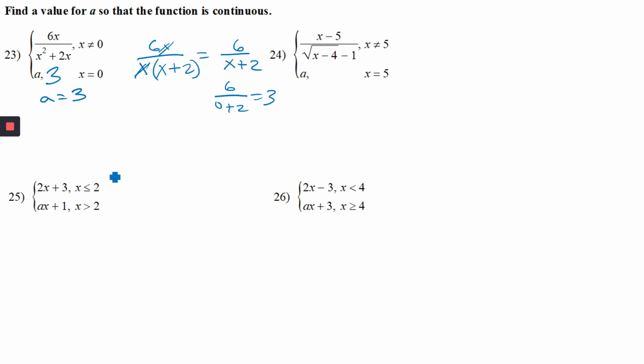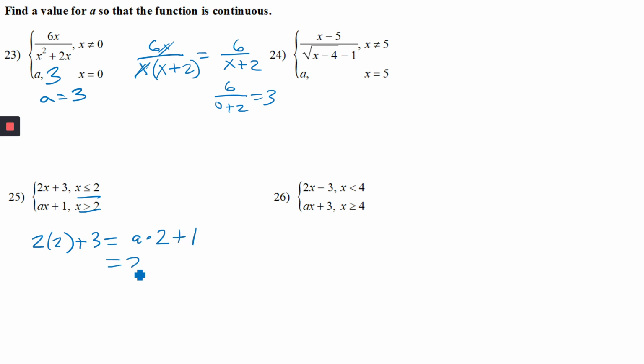Okay, 25. Here I have a piecewise function. I have a left side, I have a right side. I need to make sure that these are coming together at the same place. Notice that the x value is 2. So to do these, what I want to do is I want to plug 2 into both functions and set them equal to each other because I want the y value to be the same. So I put 2 into the top. I got 2 times 2 plus 3 equals, and I'm going to put 2 in for x on the bottom. So that's going to give me a times 2 plus 1.